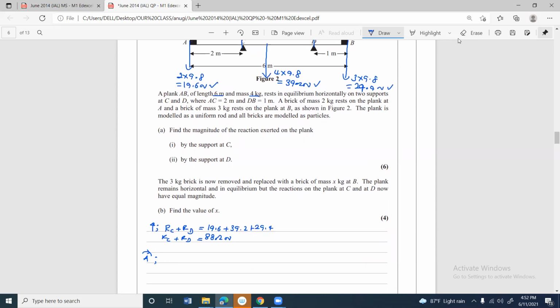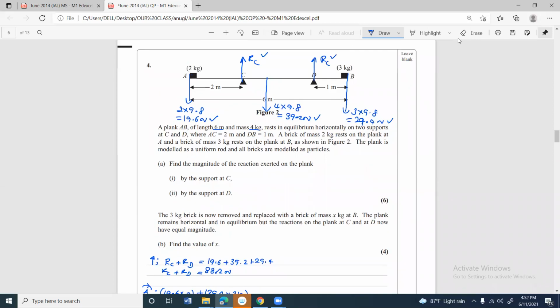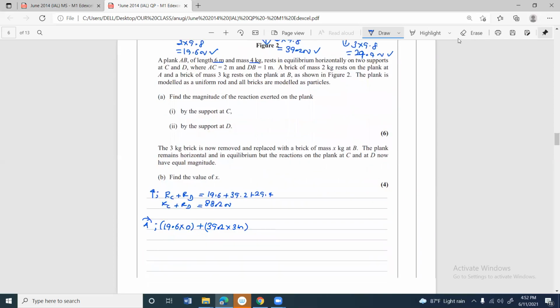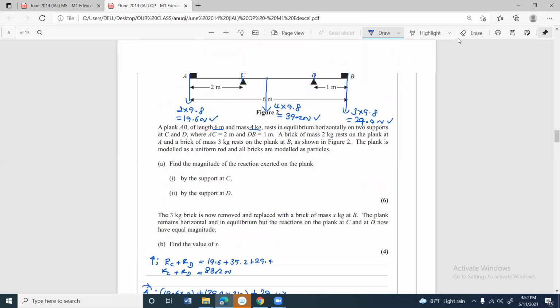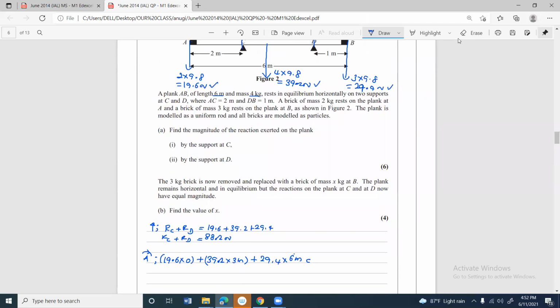Let's start with that. From A, 19.6 into, from A to A, the distance is 0 because we consider the moment from A, plus this one, 39.2 into the distance, which is 3 meters. Over here, it's the midpoint because you know the center of gravity is at the midpoint. And plus 29.4 into the distance, totally 6 meters, is equal to the anti-clockwise moments.